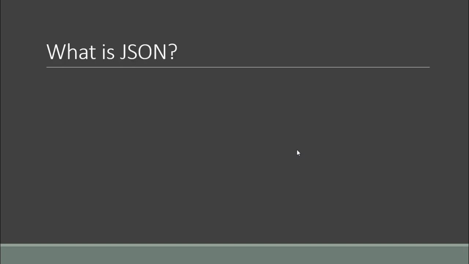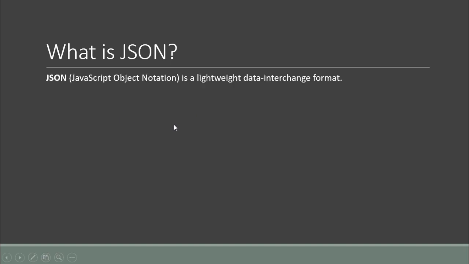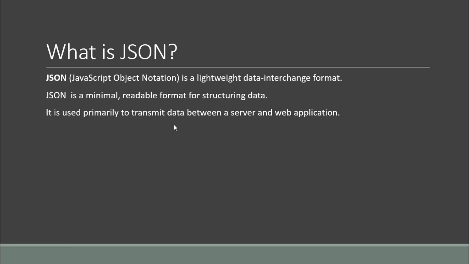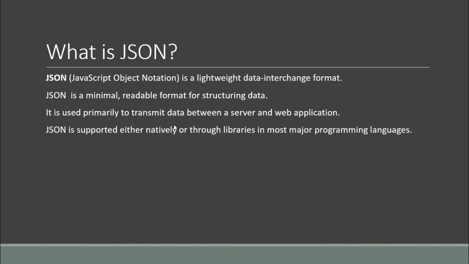What is JSON? Basically, JSON stands for JavaScript Object Notation. It is a lightweight data interchange format. JSON is a minimal, readable format for structuring data. It is used primarily to transmit data between a server and a web application. JSON is supported either natively or through libraries in most major programming languages.